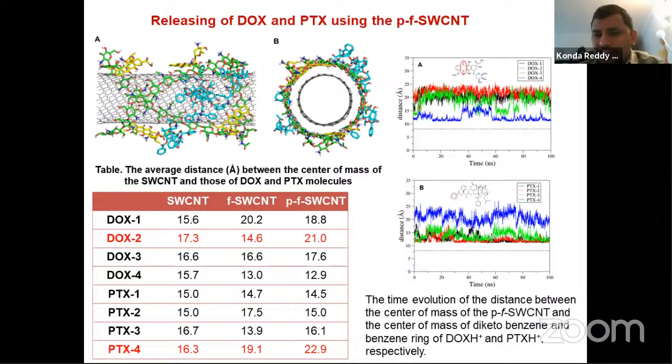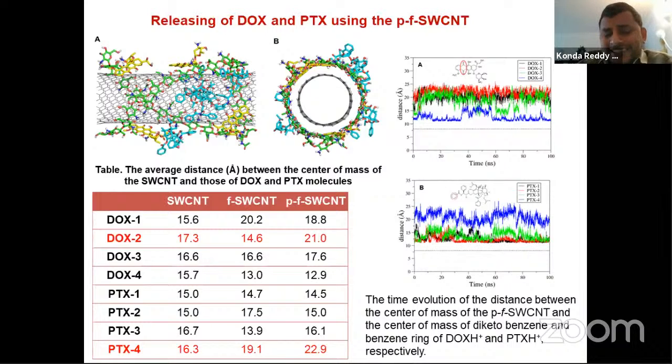Because it's very acidic in nature. So we compared these by calculating the distance. Then again, we simulated the system and saw the differences between the pristine, functionalized, and protonated. It is shown as releasing because of the difference in the binding free energy and also the distance.